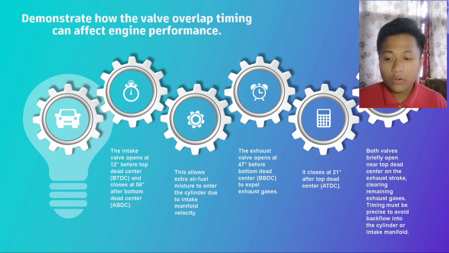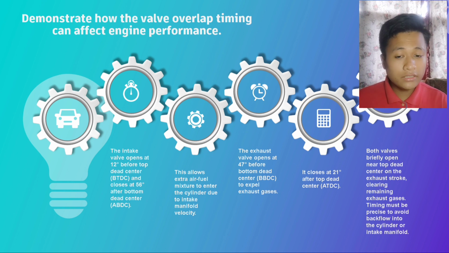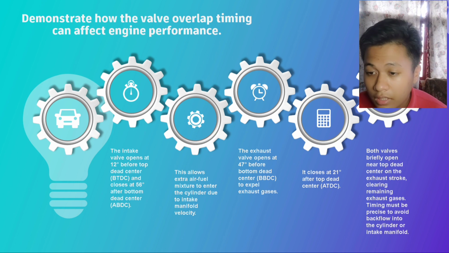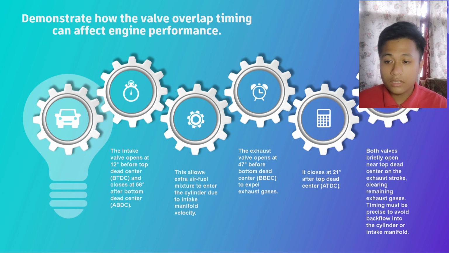Demonstrate how the valve overlap timing can affect engine performance. Valve overlap can affect the engine performance as illustrated in the valve timing diagram. The intake valve opens at 12 degrees BTDC and closes at 56 degrees ABDC. This permits additional air-fuel mixture to still be drawn into the cylinder because of the intake manifold velocity. The exhaust valve opens at 47 degrees BTDC on the power stroke. This will help to force exhaust gases from the cylinder.